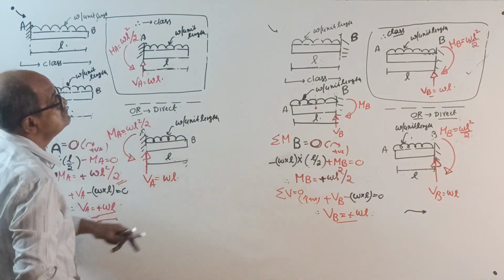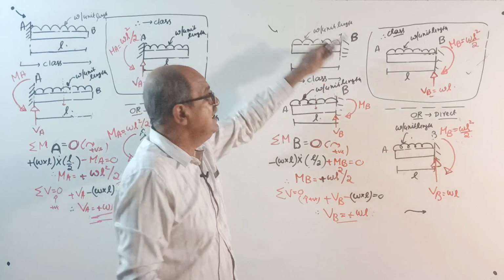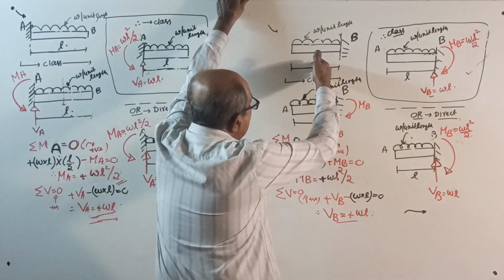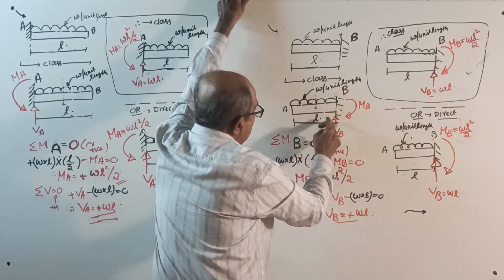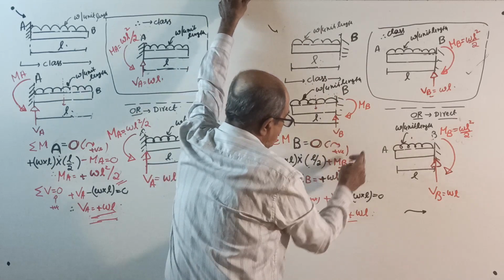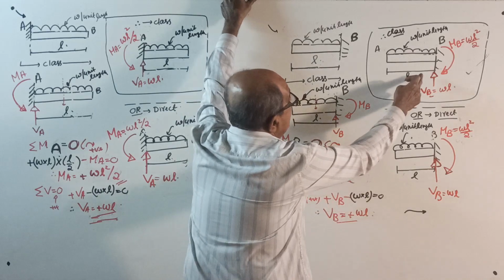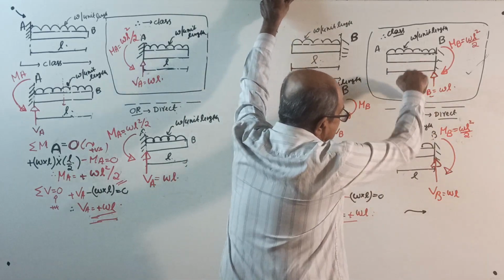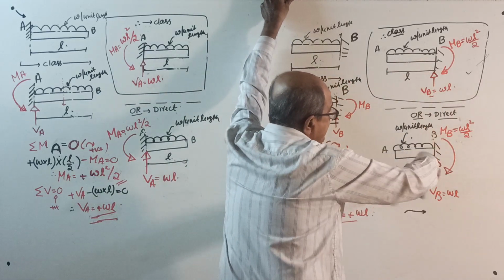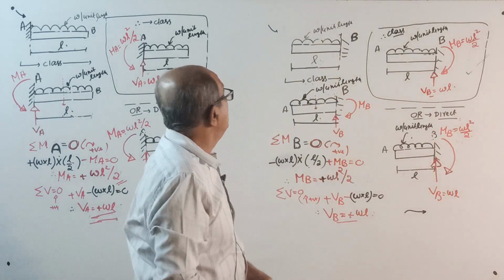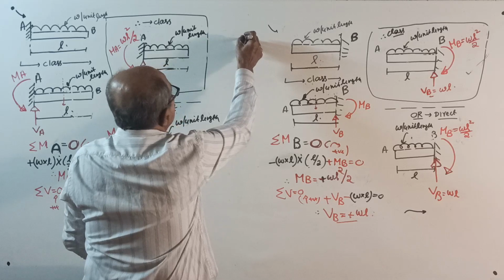Okay, over. I need not explain here. Take moment about B: W into L by 2 plus MB equal to 0. MB will come, VB will come. Enter the answer, direct answer. Down, up, anti-clockwise, clockwise.